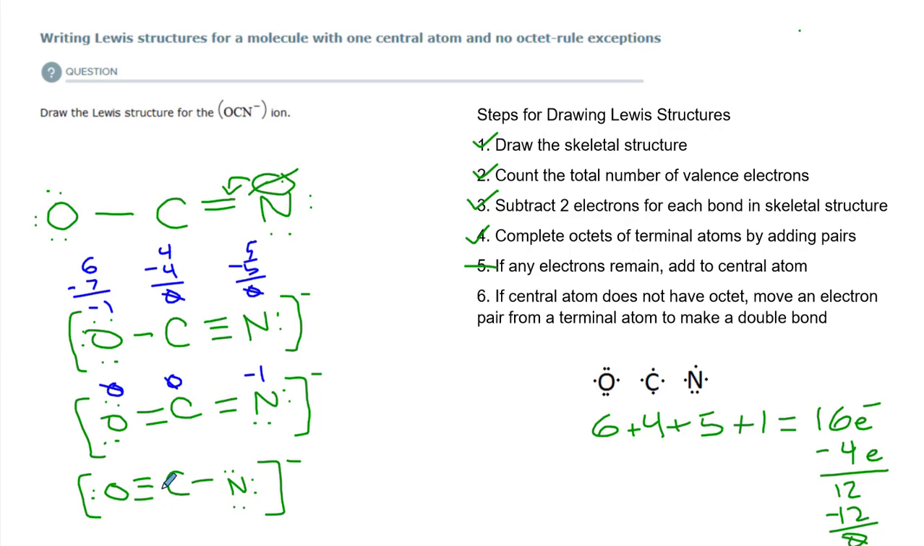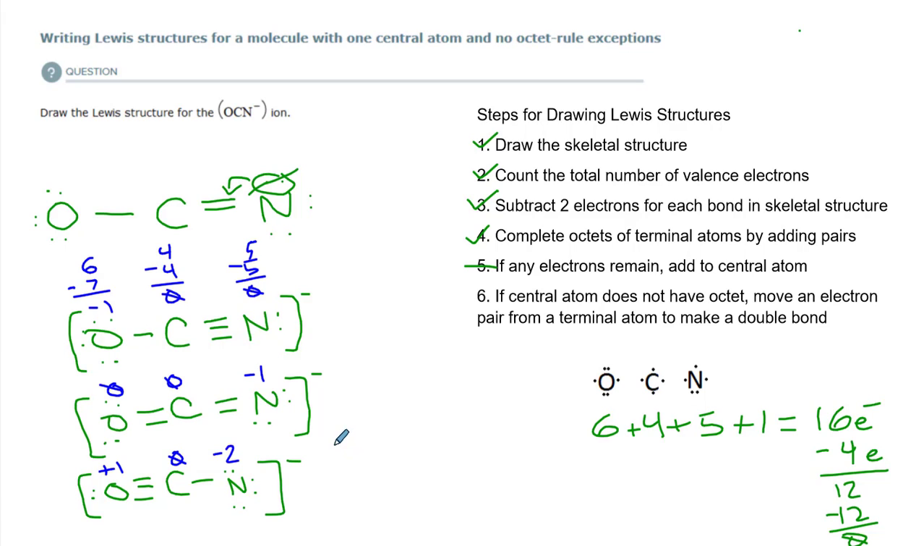Now let's look at this last structure here. This oxygen has associated 1, 2, 3, 4, 5 electrons. So 6 minus 5 gives it a +1 formal charge. This carbon still has 4 associated, so 4 minus 4 is a 0 formal charge. Now this nitrogen has associated 1, 2, 3, 4, 5, 6, 7 electrons. So 5 minus 7 gives it a -2 formal charge. This still adds up to the -1 on the molecule, so these are still valid formal charges.